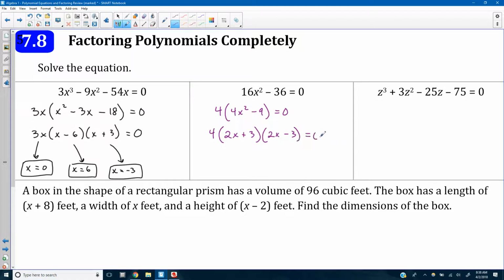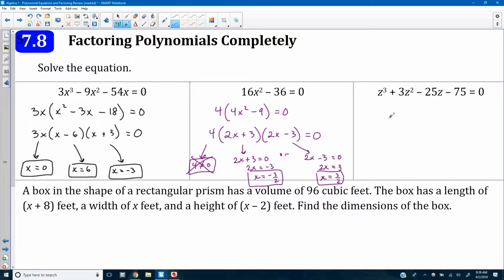And that equals 0. So zero product property here, either 4 equals 0, which is impossible to do. Looks like that's nothing. That doesn't mean anything to us. Or 2x plus 3 equals 0. Or 2x minus 3 equals 0. Here you subtract 3 and divide by 2. You get x equals -3/2. Here you add 3 and then you divide by 2. You get x equals +3/2.